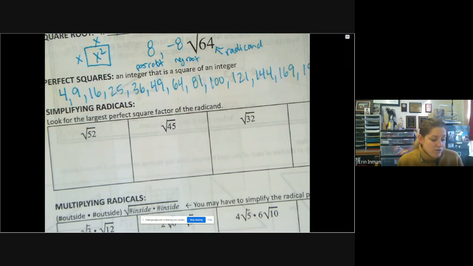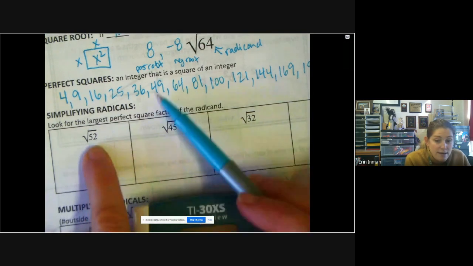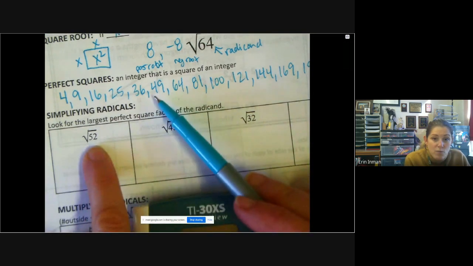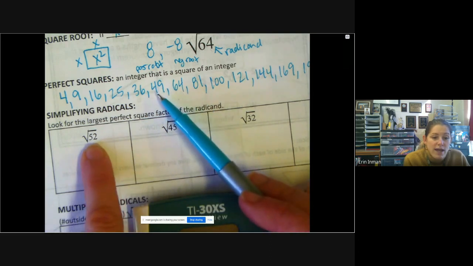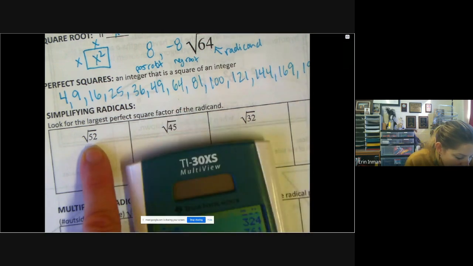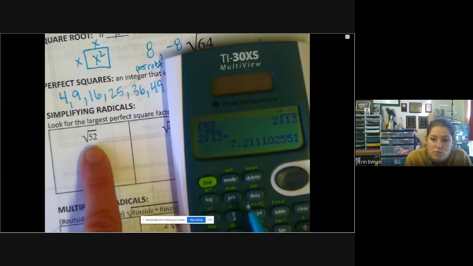Sometimes they might ask you to find the square root of 52. So notice 52 is not a perfect square because it's somewhere between 49 and 64. So if I were trying to estimate the square root of 52, I would imagine it's going to be 7 point something. Okay, so if I put in square root of 52, I get 7.2111.